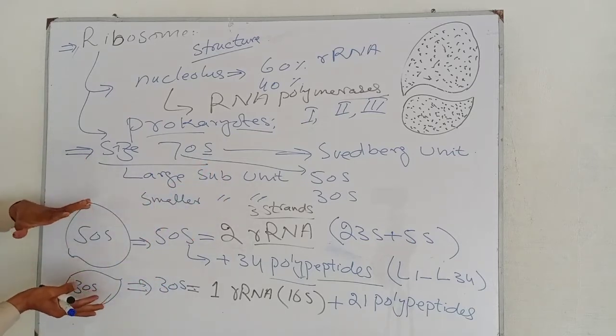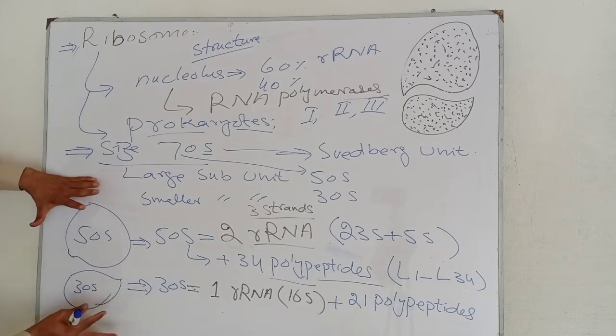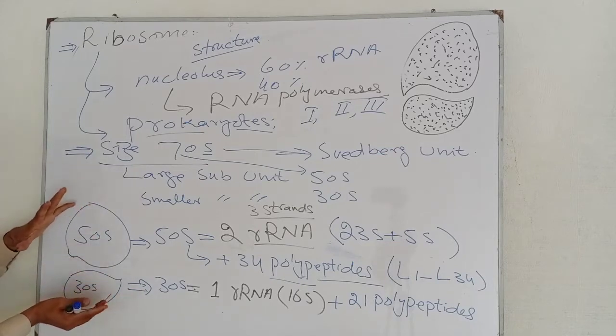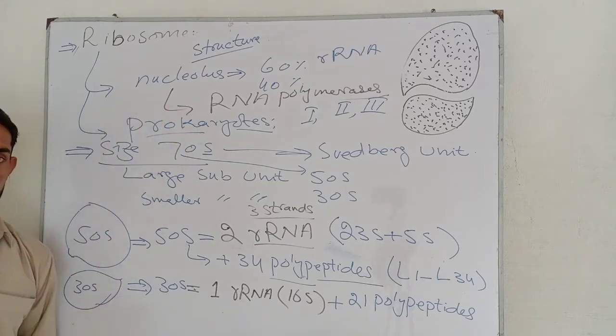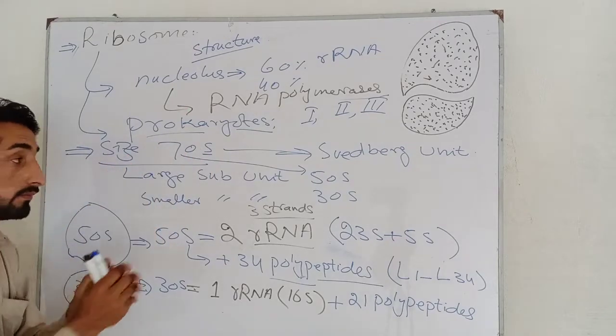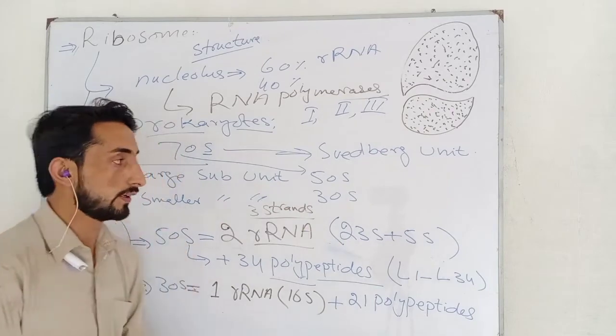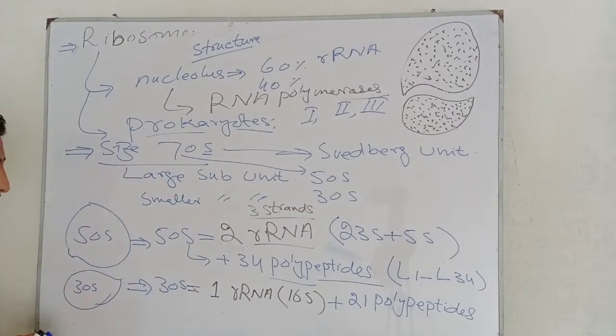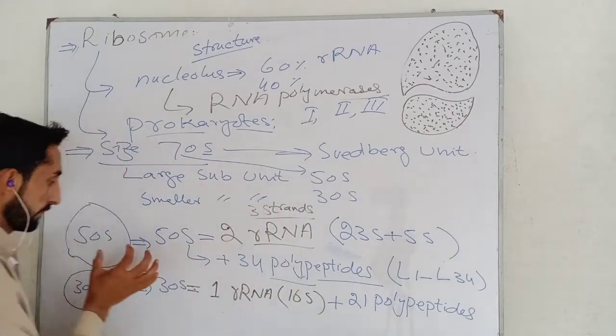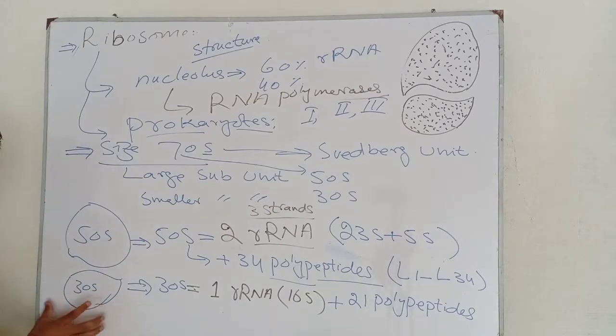So these combine to form what? The whole ribosome of prokaryote, which is 70S. S is the Svedberg unit in ultracentrifugation. The large one is 50S, the smaller one is 30S.